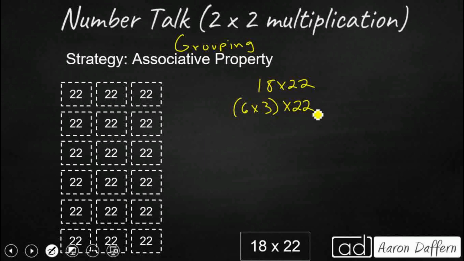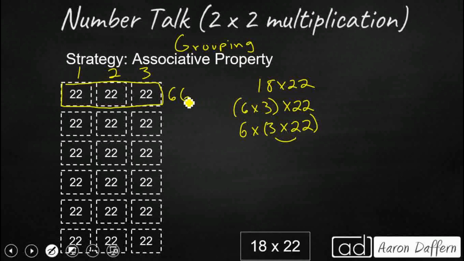And what this grouping property, the associative property, does is just lets us switch the groups. So instead of 6 groups of 3, I want 3 groups of 22. You notice I'm keeping my factors the same. I'm just changing the groups. And so now I'm going to look at 3 groups of 22. And that's what I have right here. 1, 2, I've got 3 groups of 22.